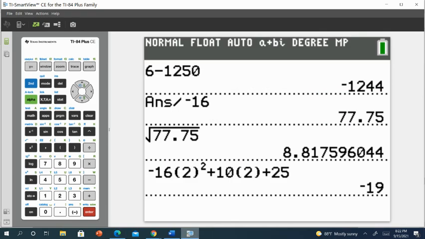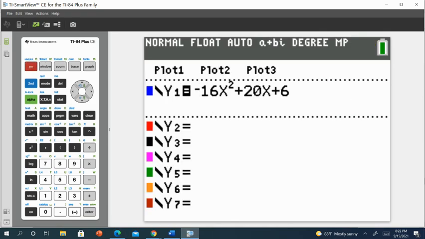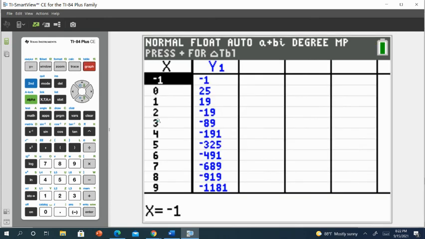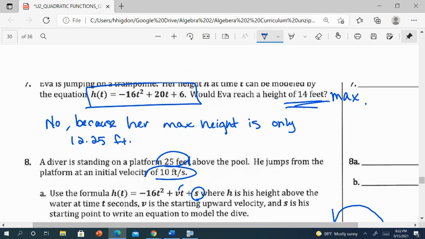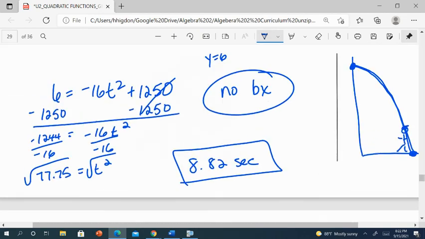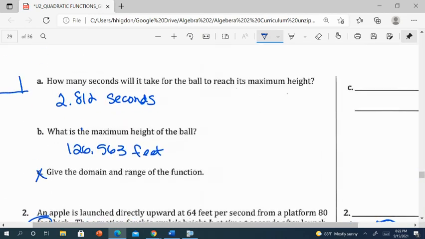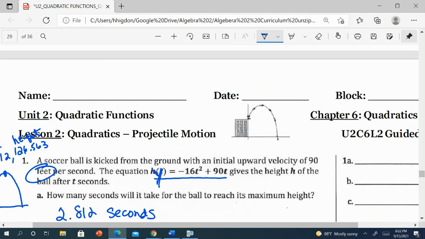I do want to also show you one thing very quickly. You could have plugged in the negative 16x squared plus 10x plus 25 and gone to the table of ordered pairs where x is equal to 2 and gotten the same answer. All right, so those are your notes for this lesson on projectile motion, lesson number 2.